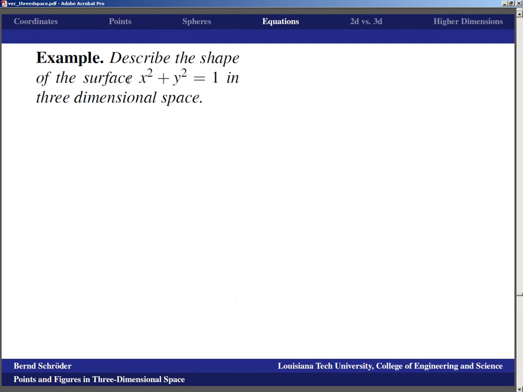All right, so simple example. Let's describe the shape of the surface x squared plus y squared equals 1 in three-dimensional space. And what I typically get in any class of multivariable calculus that I teach at this stage is when I say, what does x squared plus y squared equals 1 describe?